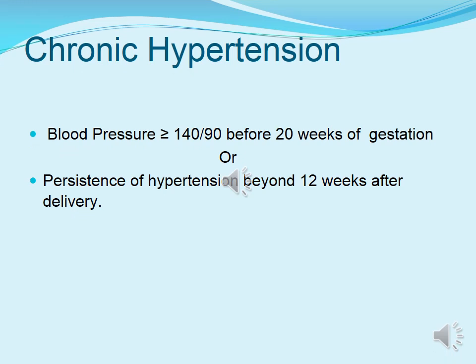What do we mean by chronic hypertension? That means the patient got a pregnancy while she's already hypertensive. She has an elevated blood pressure equal to or more than 140/90 millimeters of mercury before 20 weeks of gestation, or there is a persistence of hypertension beyond 12 weeks after the delivery. That means the hypertension doesn't disappear after the delivery of the patient.